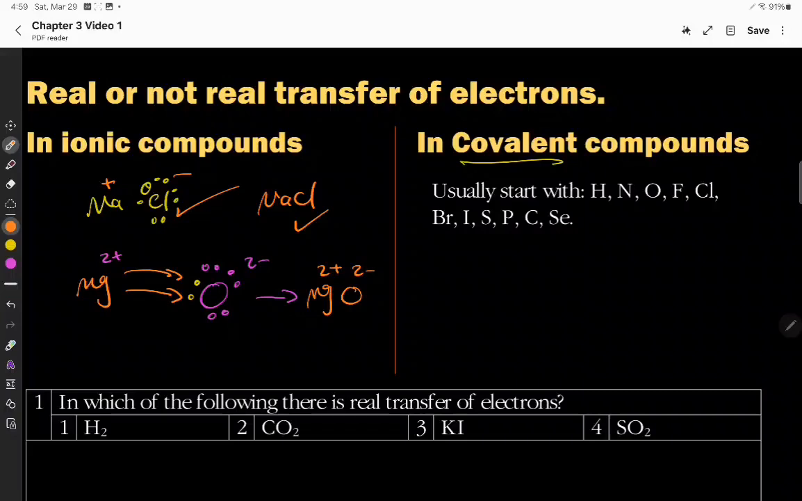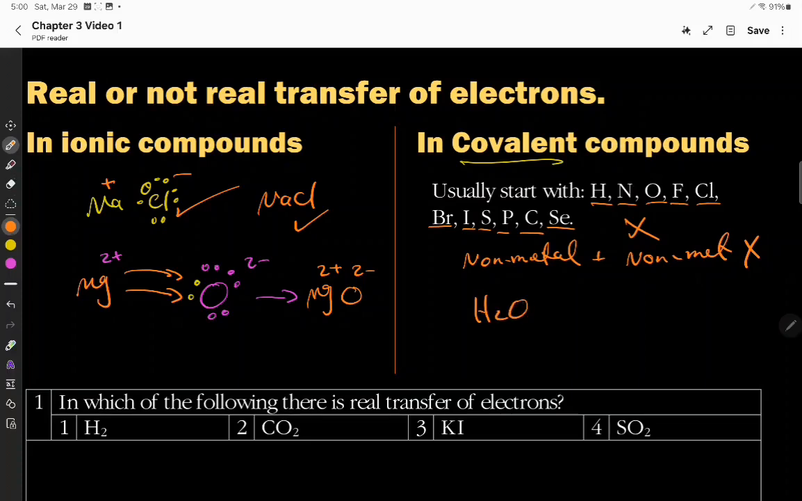But in covalent compounds, there is no real transfer of electrons. If the element is non-metal plus non-metal, here there is no real transfer of electrons. If the element starts with, let's say, hydrogen, nitrogen, oxygen, fluorine, chlorine, bromine, iodine, sulfur, phosphorus, C, and Se, these elements are non-metals. If the element starts with it, usually there is no real transfer of electrons, like H2O. Here in H2O, we do not have real transfer of electrons.